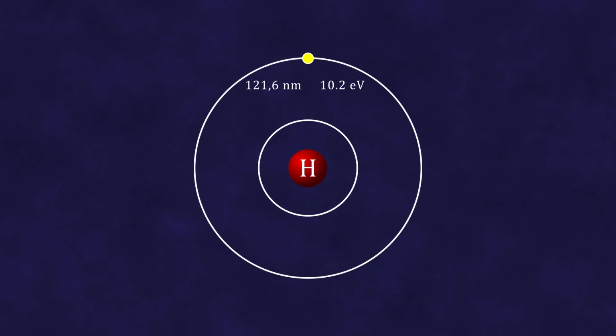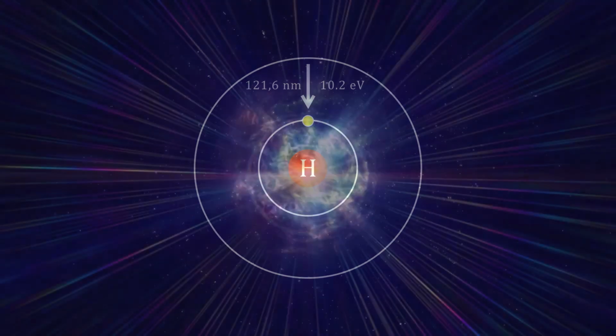For example, when an electron of a hydrogen atom makes a transition from the first excited level to the ground state, energy of 10.2 electron volts is released, which corresponds to a wavelength of 121.6 nanometers. This is ultraviolet radiation, the so-called Lyman alpha spectral line.